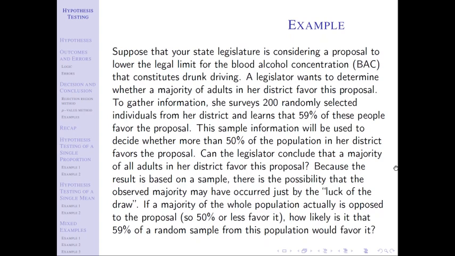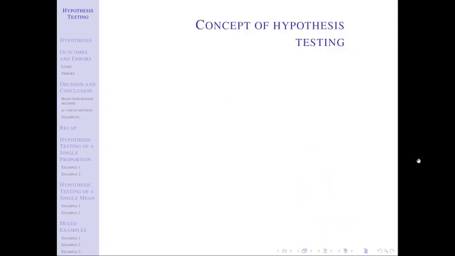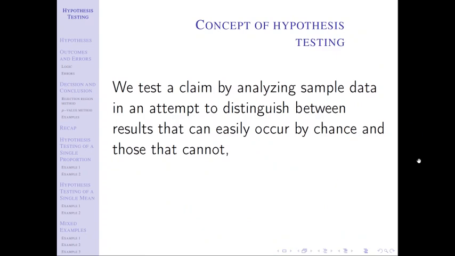If we say, hey, it's not very likely that it happened by chance, that leads us down one path. If we say, no, this could have easily happened by chance, that leads us down another path. And that's what I want you to write down here, this concept of a hypothesis test. We test a claim by analyzing sample data in an attempt to distinguish between results that could easily occur by chance and those that cannot.